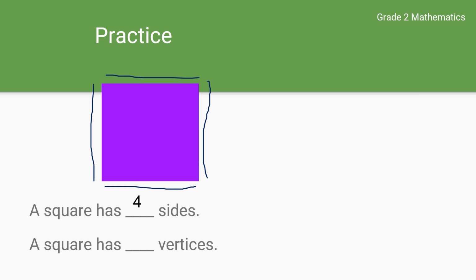How many vertices did you count? A square has 4 vertices. Let's count them together. There's 1 vertex. There's another vertex. There's another vertex. And here is another vertex. So there are 1, 2, 3, 4 vertices on this square.